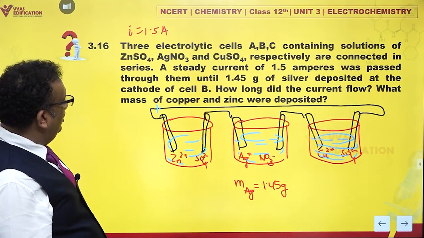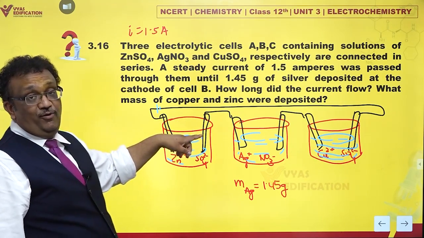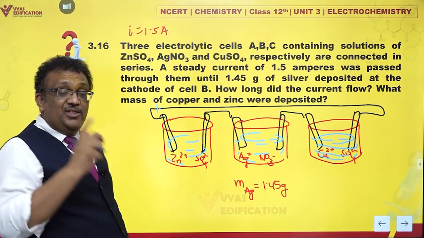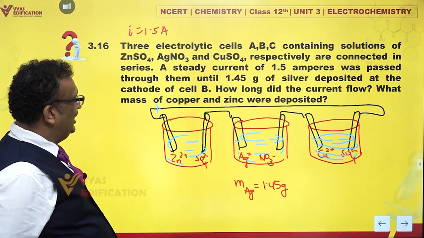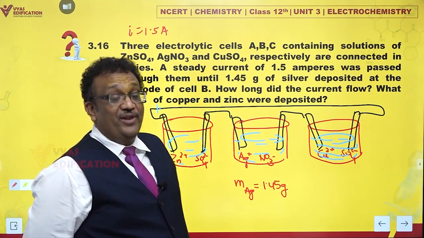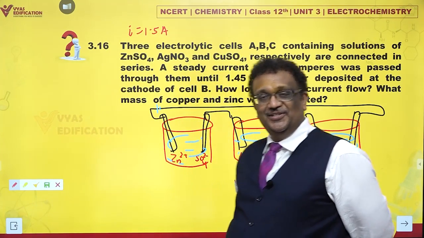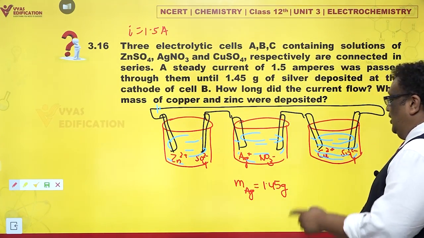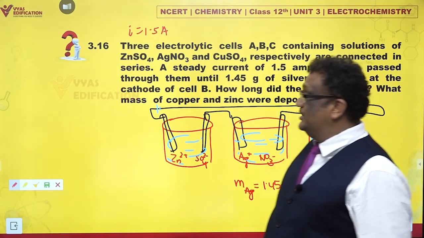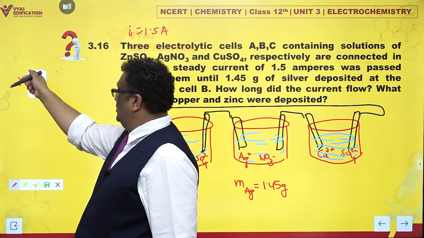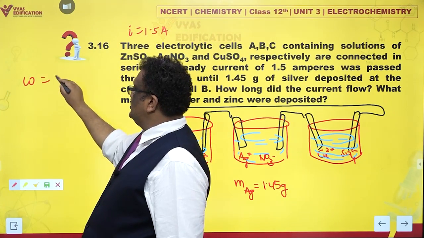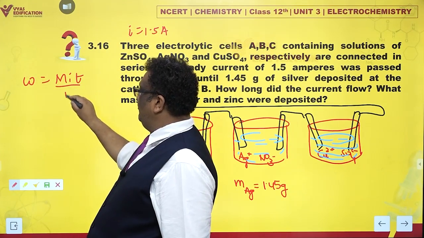How long did the current flow? So I am supposed to find out time t, and that will be using Faraday's first law. And what would be the mass of copper and zinc deposited? We will use Faraday's second law for this. Let's start. Mass of any substance, W, is MIt by nF, as they call it.